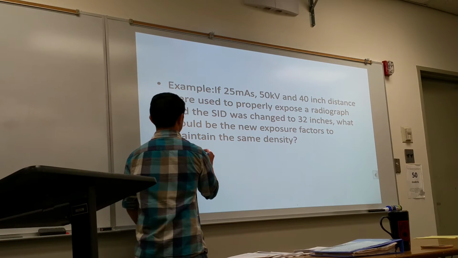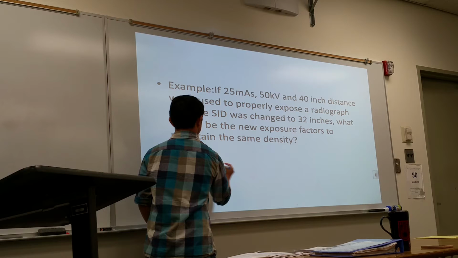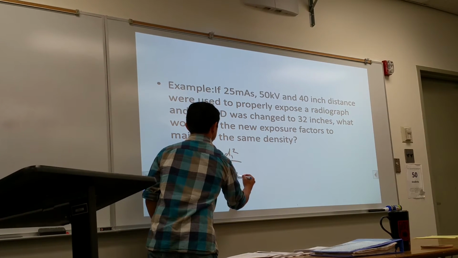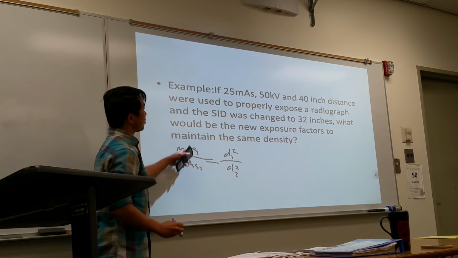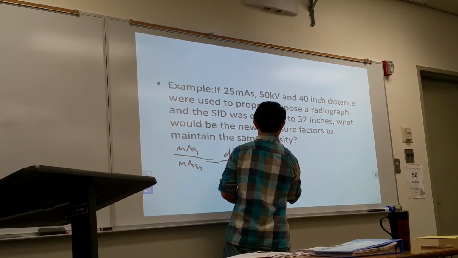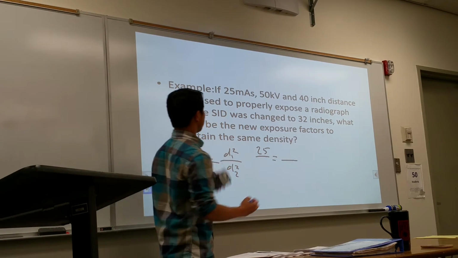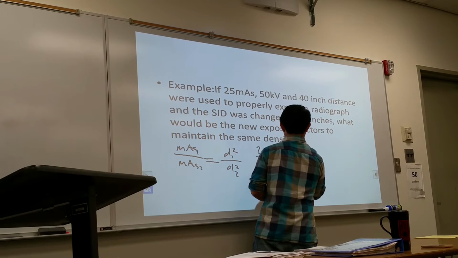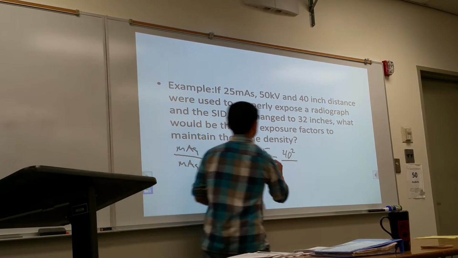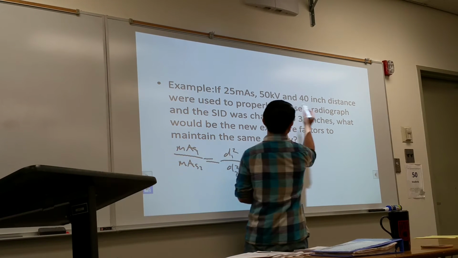Using our equation, here's 1, here's 2. 1 squared, 2 squared. Our original mass is 25 when distance is 40 inches squared. We want to know what the new mass needed to use when distance is changed from 40 to 32 inches.